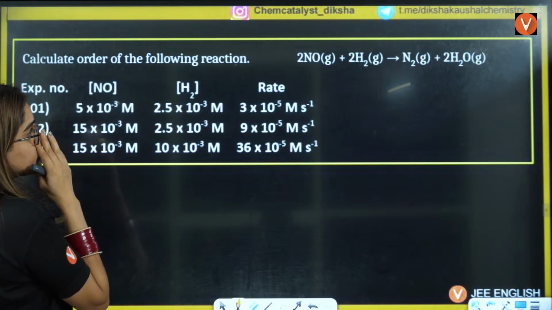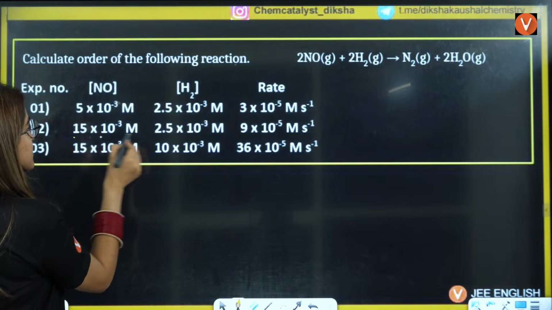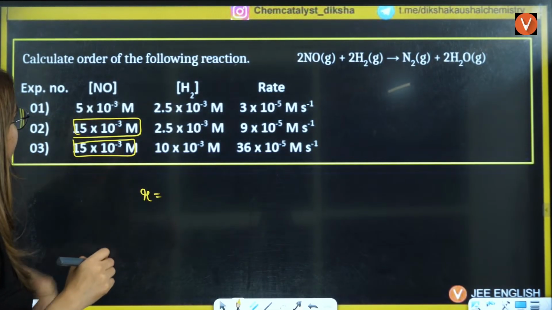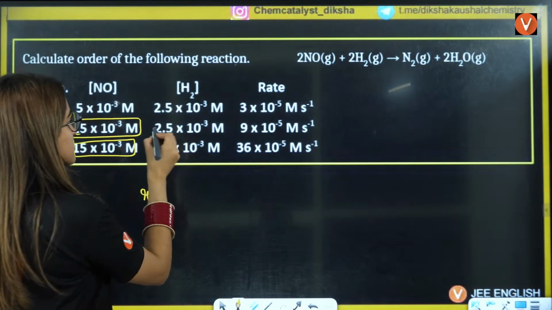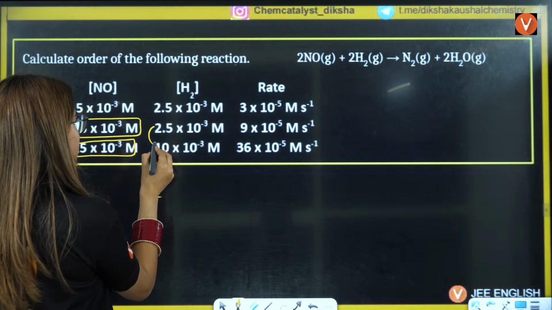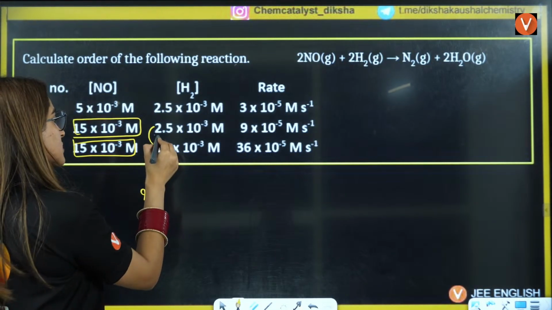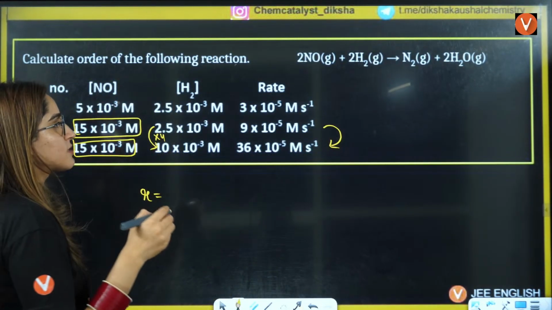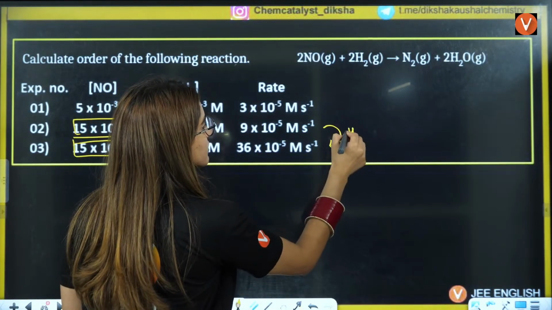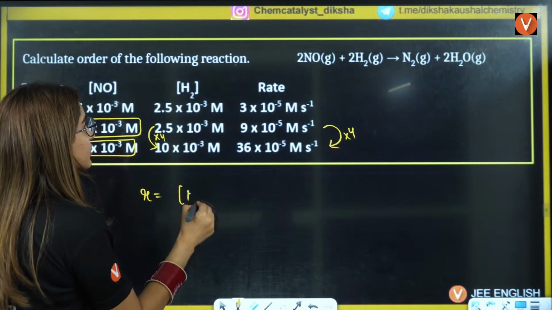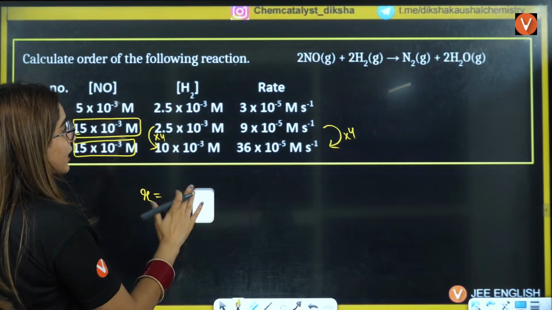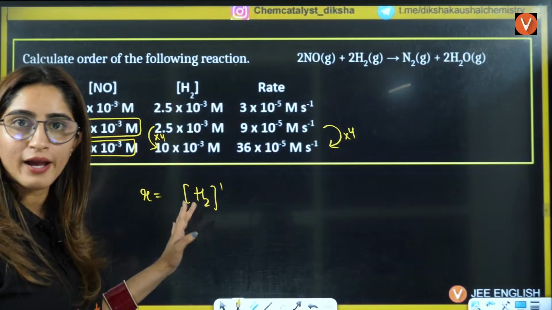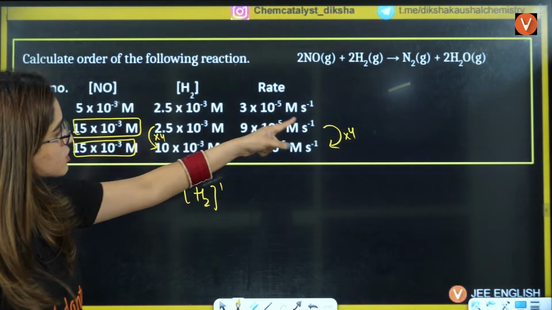Firstly, make NO constant. If NO is constant, we know that this is increasing 4 times. This is increased by how much? 9 to 36, again 4 times. That means the rate with respect to H2 is order 1, because if it is getting 4 times, the rate is also getting 4 times.